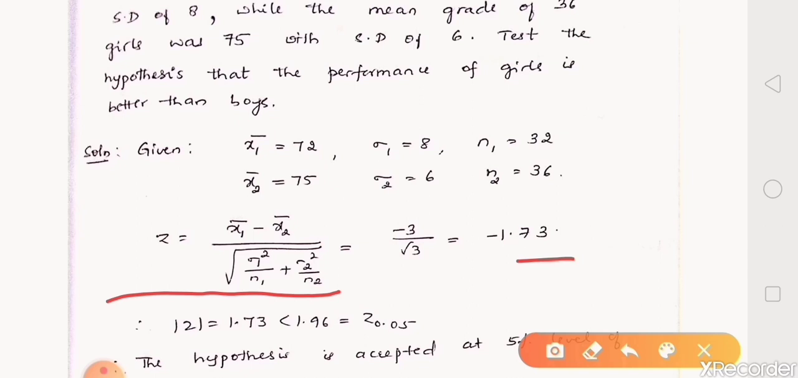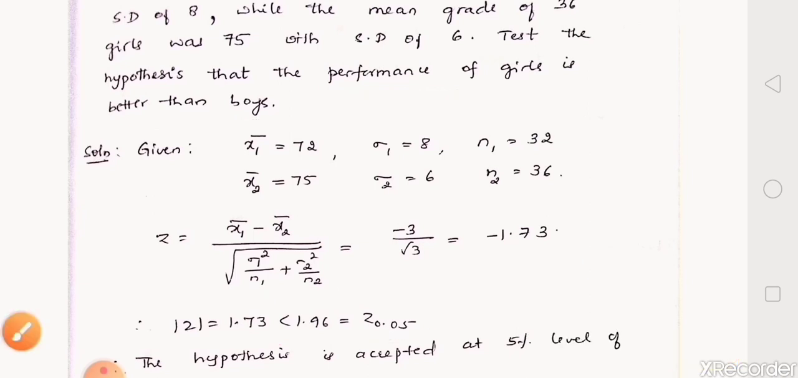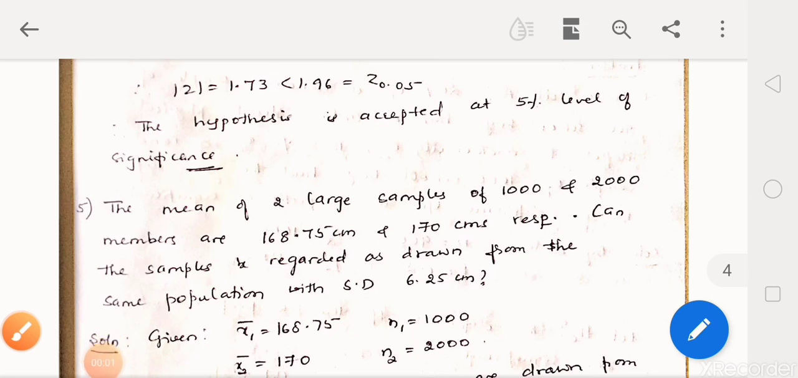Taking the positive value, mod Z is equal to 1.73 and it is less than 1.96, the critical value of Z at 5% level. So the hypothesis is accepted at 5% level of significance. That is, performance of girls is better than boys at 0.05 level of significance.